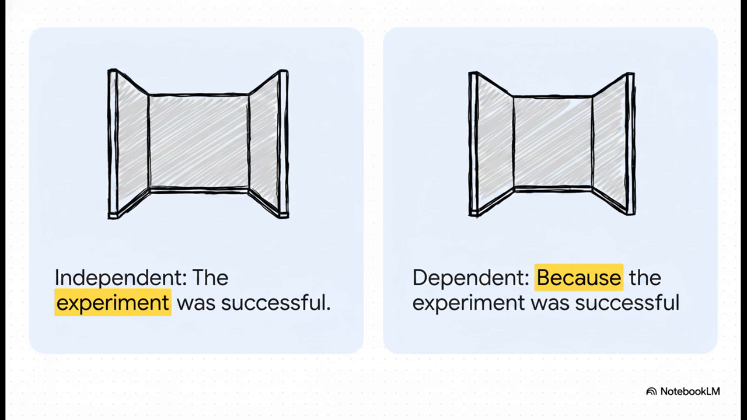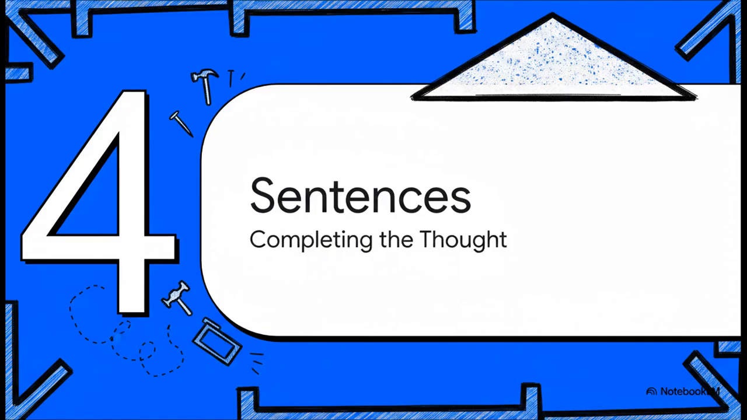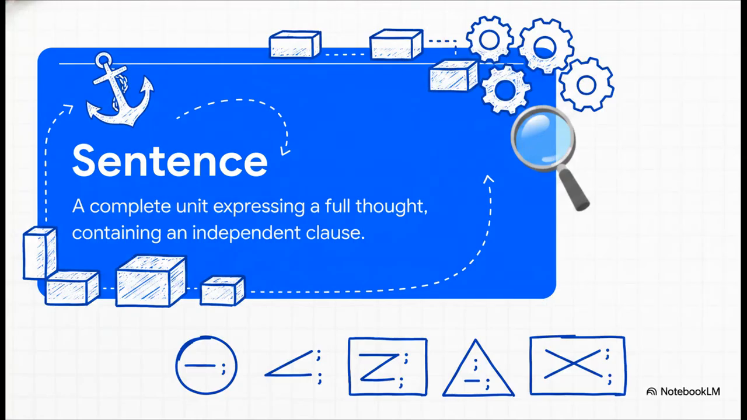It makes the clause reliant on more information. That's a dependent clause for you. A room missing a wall that just cannot stand alone. Section 4. Sentences, completing the thought. The ultimate goal. The whole shebang. It's a complete grammatical unit that expresses a fully realized thought, ending with the appropriate punctuation.